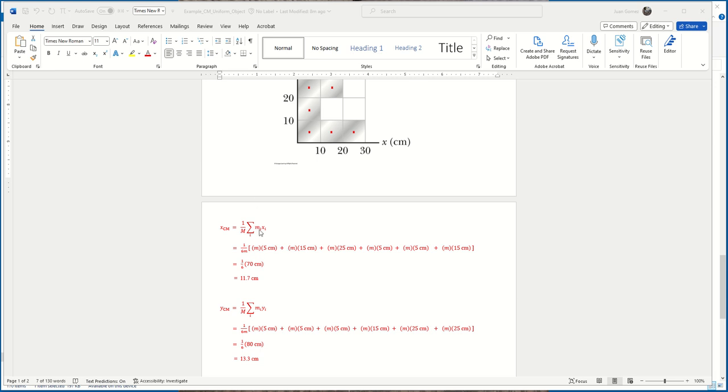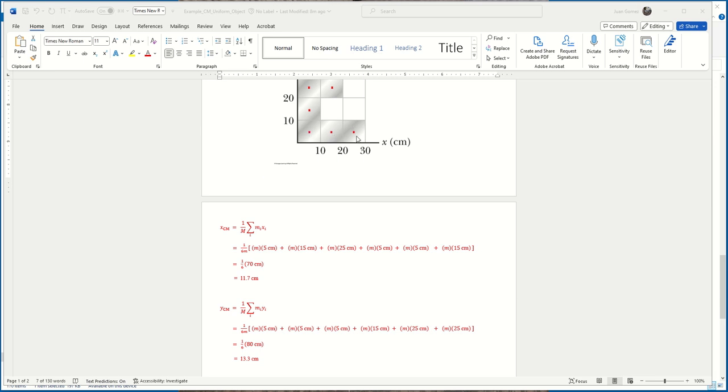Now all the m's are the same. In general it'll be m1x1 plus m2x2 plus m3x3, but m1, m2, m3, m4, m5, and m6 are all the same. So I'm just going to call them m. See here, m, m, m, m, m, and m. Okay.